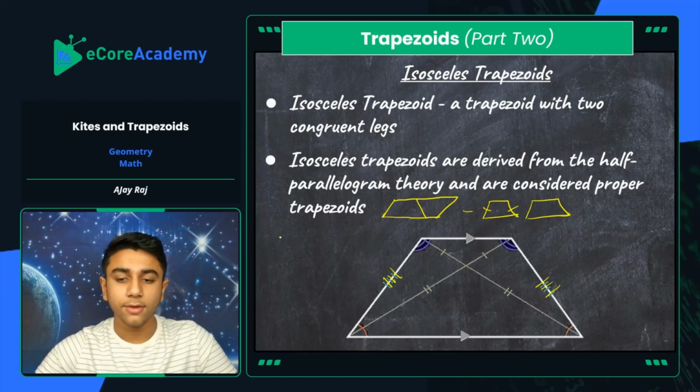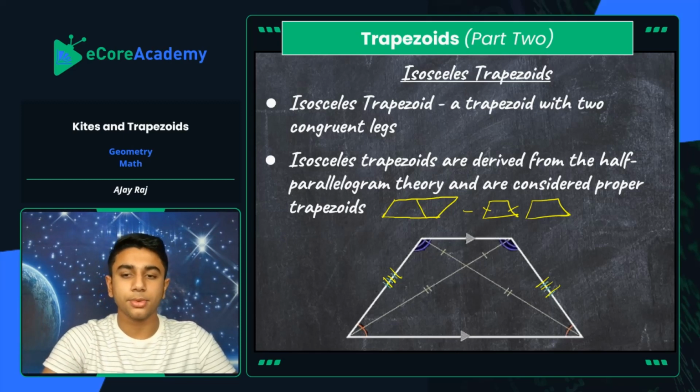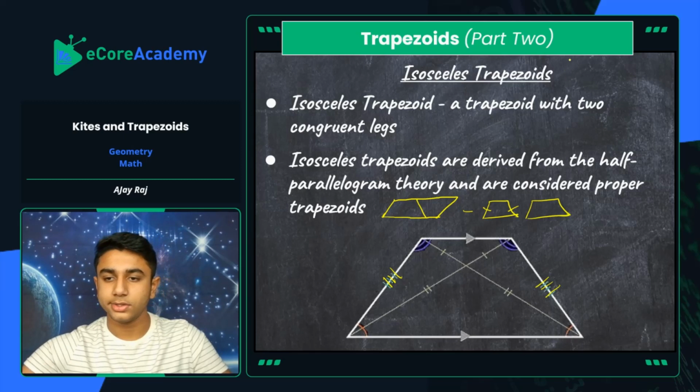That's how the whole theory for the averaging of the bases came about for the area. But it works for every single type of trapezoid, not just isosceles and proper trapezoids. So I'm going to write here "proper", just for your reference.